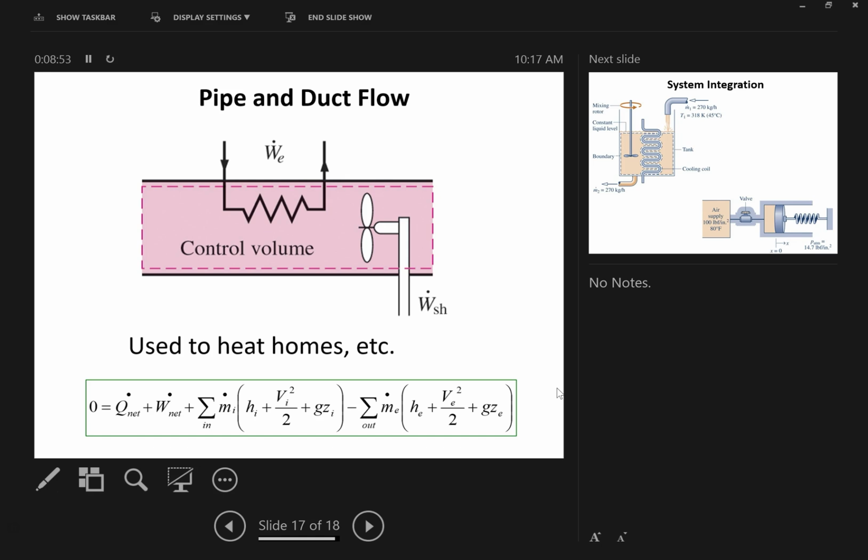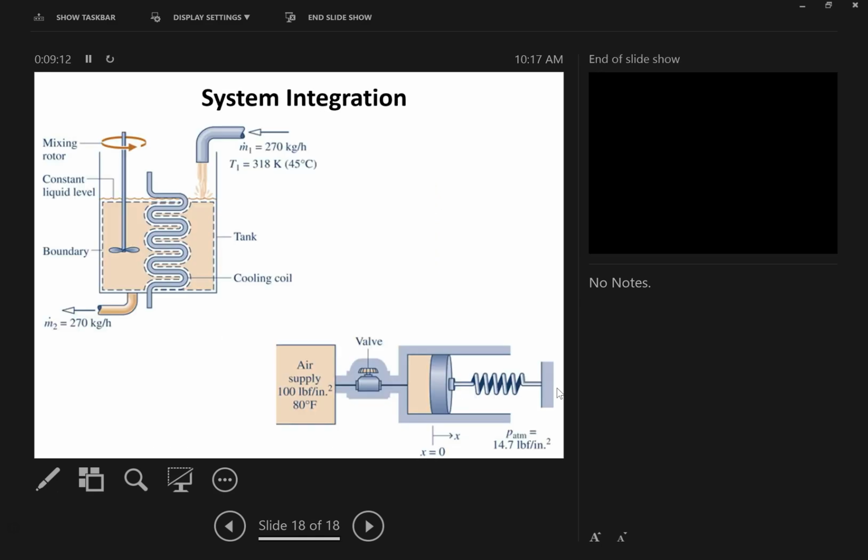And really, I'll go to the next slide here in a second, which is to summarize everything. You could have every component in a system, right? You could have a nozzle, a turbine, a heat exchanger, mixing, whatever. So in the end, and we won't do one of these, we'll get to a cycle, but this problem right here is crazy, right? You can still assume steady state.